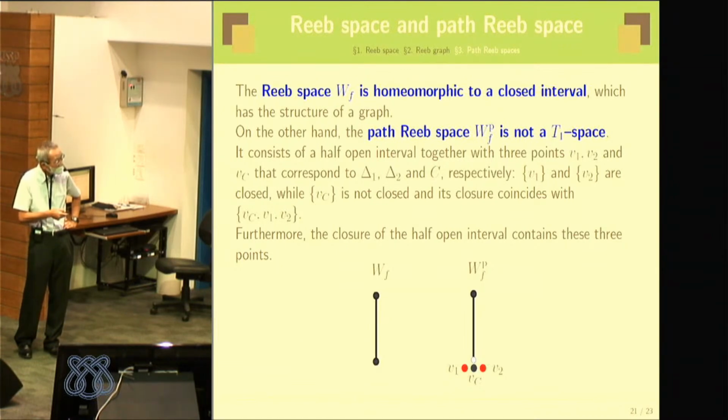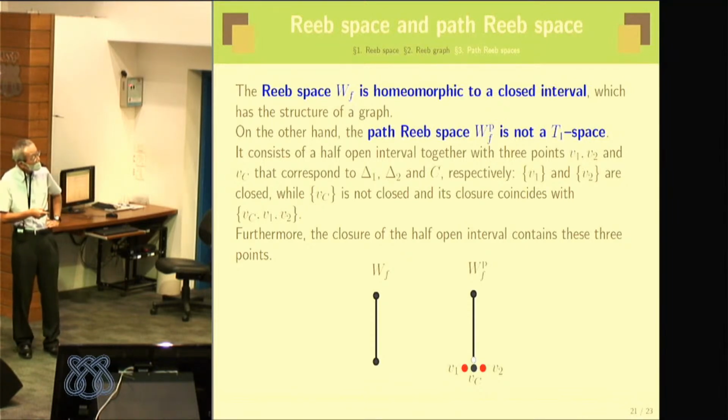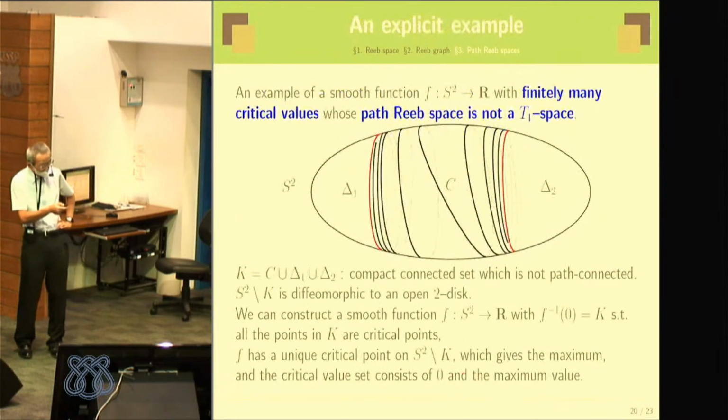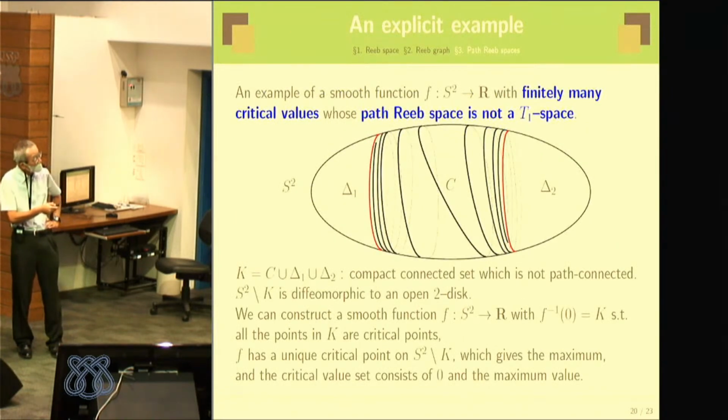You have 3 points here, corresponding to the connected path components of the set K. And so VC is not closed here. In fact, its closure coincides with 3 points because the closure of C intersects with delta 1, delta 2.